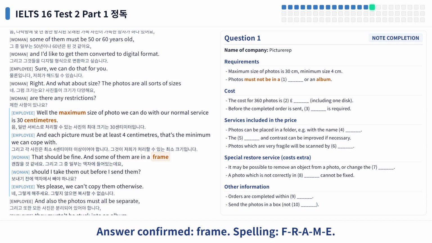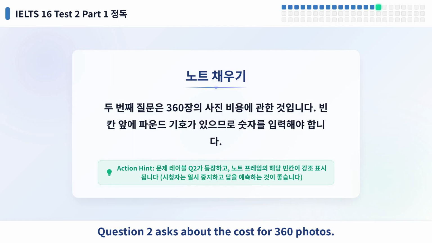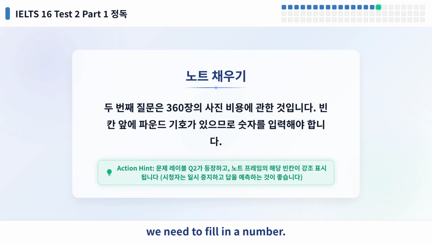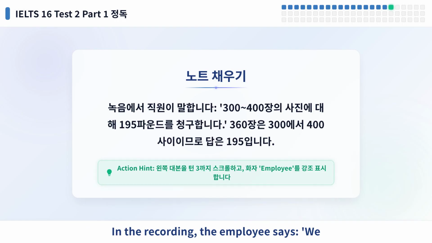Question 2 asks about the cost for 360 photos. There is a pound sign before the blank, so we need to fill in a number. The clue words are cost and 360 photos. We can predict the answer will be a price number. In the recording, the employee says, "We charge £195 for 300 to 400 photos." Since 360 is between 300 and 400, the answer is 195.